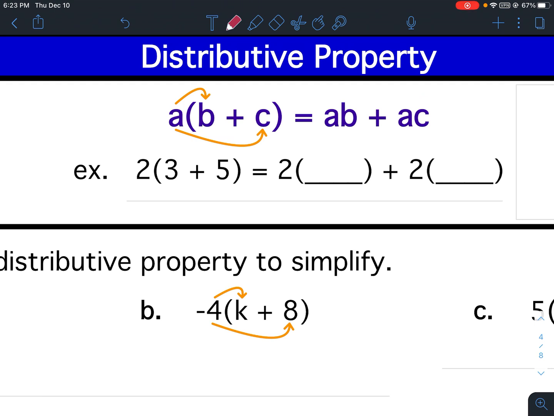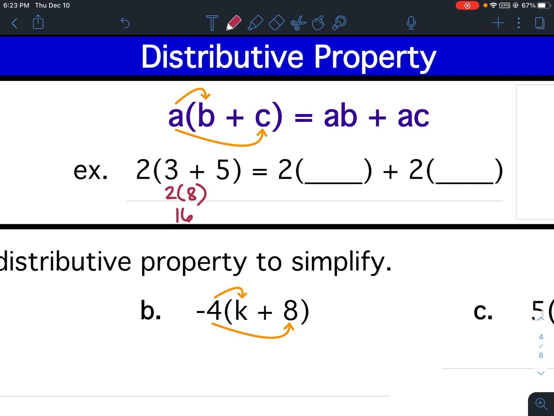Now, if we were to do the example down here, if you were going to do this on your own, of course you would do what's inside the parentheses first. It would be easier. 3 plus 5 is 8, so this would become 2 times 8, and 2 times 8 is 16. Of course, that's the easier way of doing it. But the whole purpose of the distributive property is sometimes you can't combine the numbers inside the parentheses, or sometimes it's actually easier to do this distributive property than to add or subtract first.